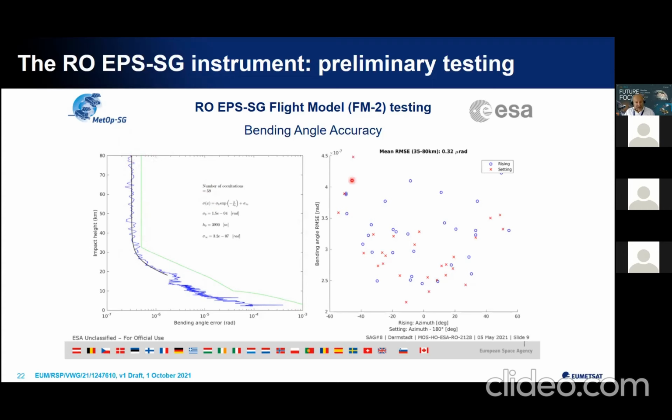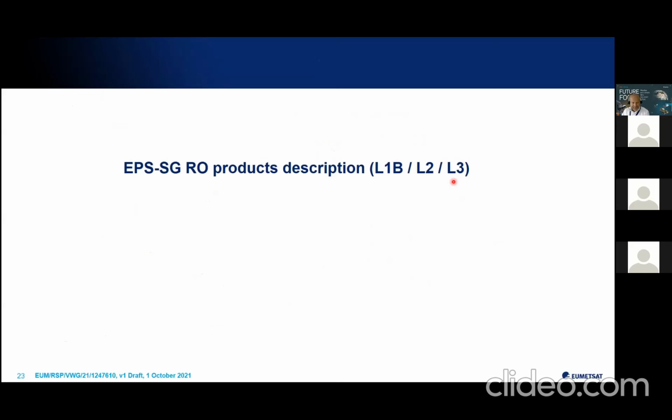And in terms of individual occultations, here we are plotting the root mean square of the bending angle error between 35 kilometer and 80 kilometer as a function of the azimuth of the arrival angle. It is important to say that this root mean square error is always less than 0.5 microradians. On average it is 0.32, which is the user requirement. So RUAG developed a very, very good instrument, as GRASS was.